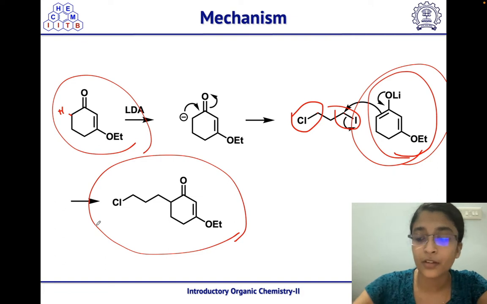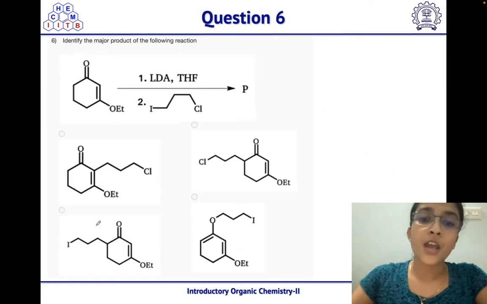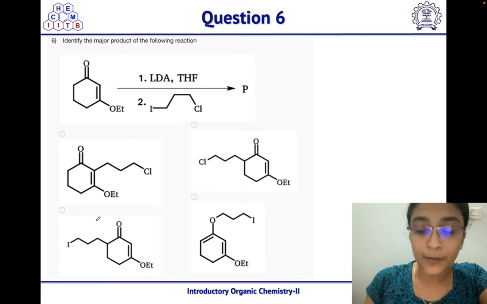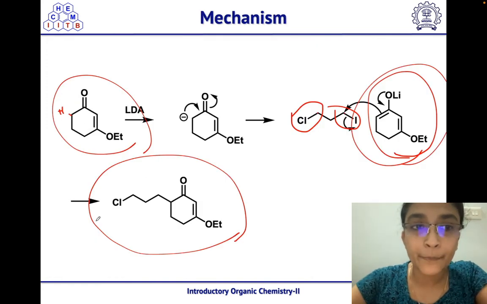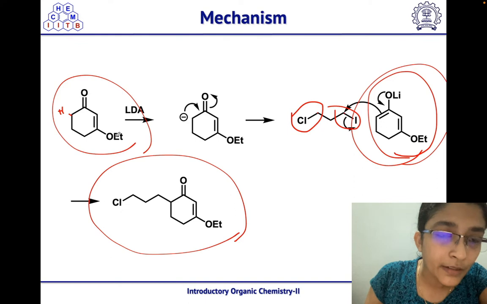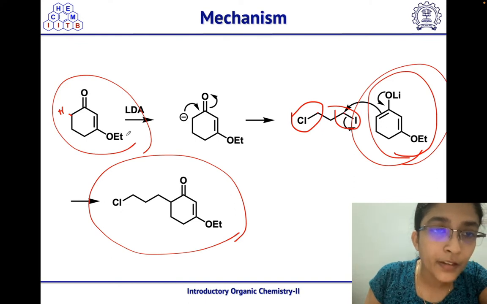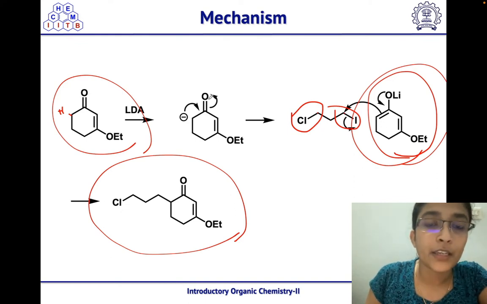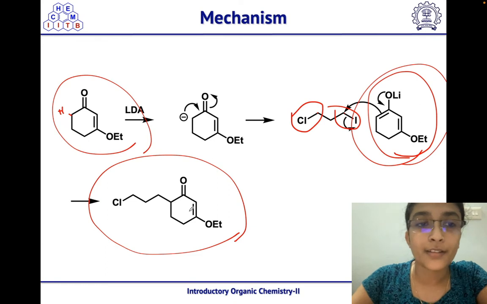Yes, ma'am, it's clear. Madam, one doubt. LDA cannot abstract the CH2 proton of the ethyl group, the O-ethyl, ethoxy CH2 proton. It will not be that stabilized, right? Yes, stability will be the issue. Here it will be resonance stabilized, and that is the reason why it is abstracting this proton. Thank you, madam. Okay.